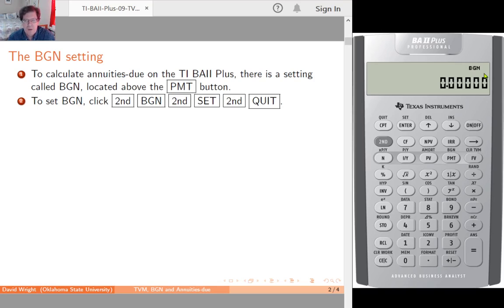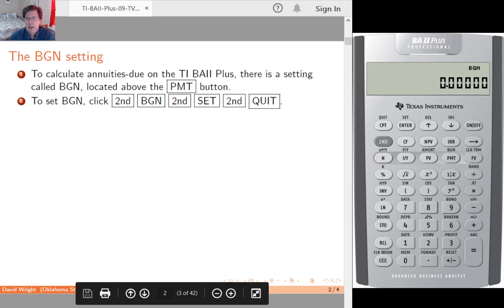And from this point on, if you're going to use this setting, which is very convenient, so I don't recommend avoiding it, you have to remember when you've set it. You have to be sensitive to that symbol up there. And don't go do the next problem, which turns out to be an annuity immediate. And with that setting up there, you'll get the wrong answer. Okay, so anyway, we have annuity due now with BGN.